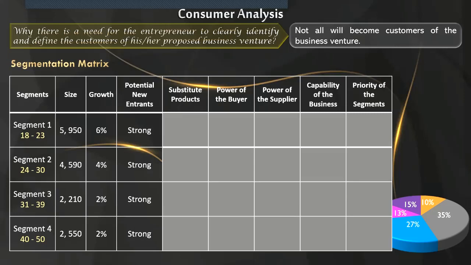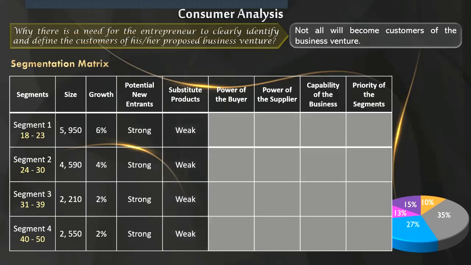Next column is the power of the buyer and power of the suppliers. This means the pressure that the buyer or supplier can give to your business.